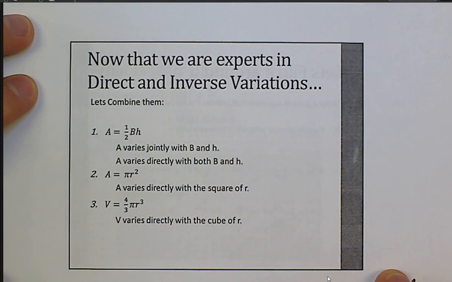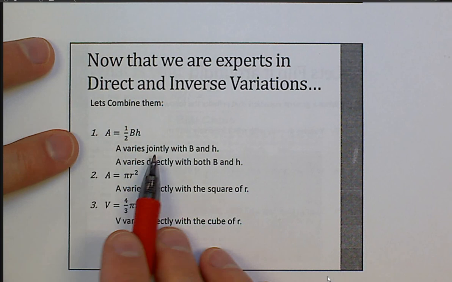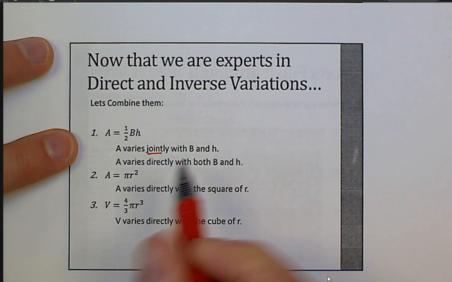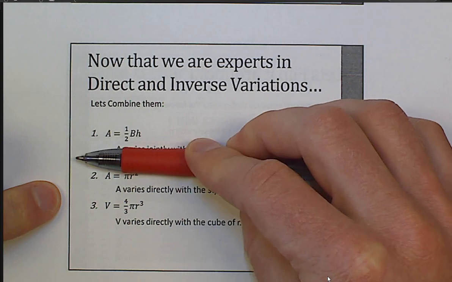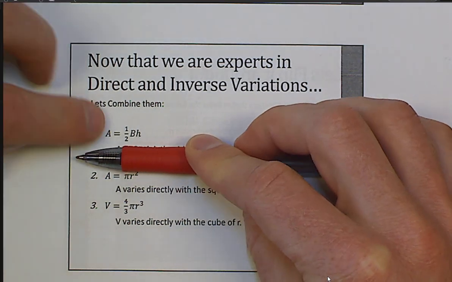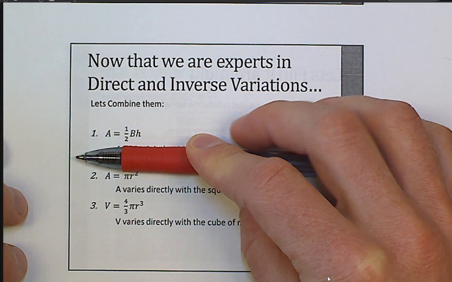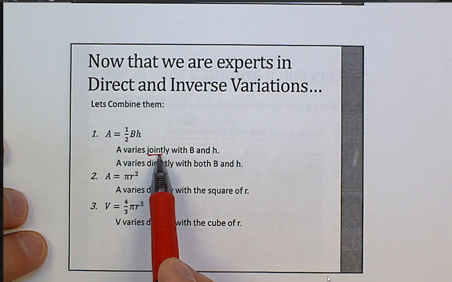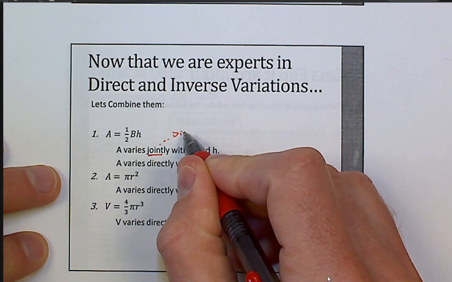So now that we're experts on direct and inverse variation, let's start to combine them. So here's a situation where you see the word jointly. Again, if I covered this up, what I would give you on a homework question is this equation and say, okay, write it out in words. Could you do that? Well, A varies jointly. Jointly means direct variation, right? So we're thinking direct with B and H.